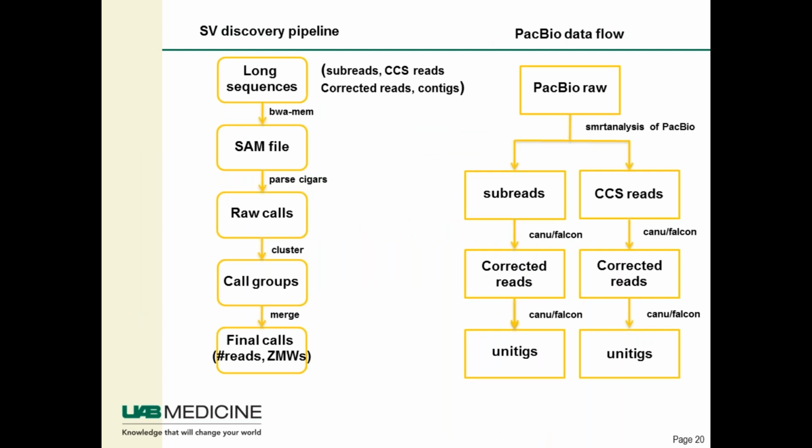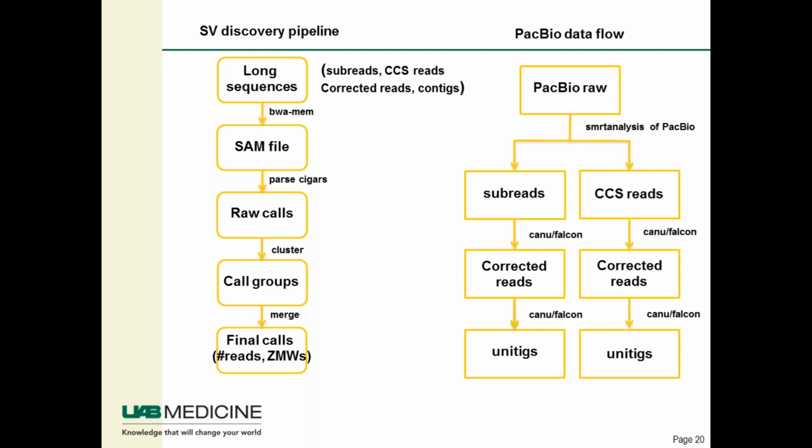So I developed a pipeline to analyze PacBio data. The PacBio raw data can be processed using the PacBio pipeline into subreads or CCS reads. And the CCS reads or subreads can be assembled into long contigs. During the assembly process, there is a step to correct the errors of the PacBio reads, which gives corrected reads. So the long sequences in the PacBio analysis pipeline include subreads, CCS reads, corrected reads, and contigs.